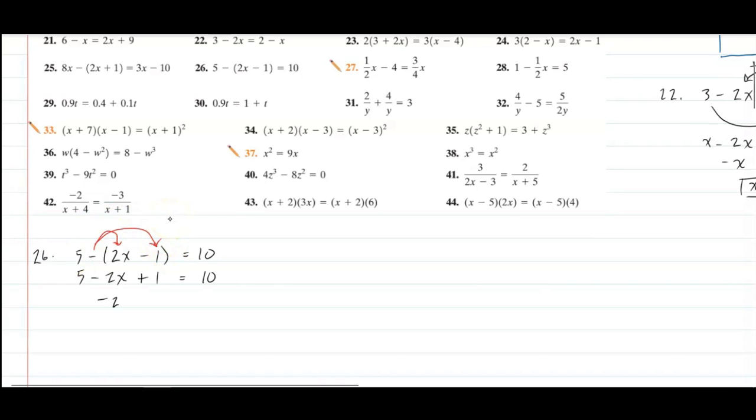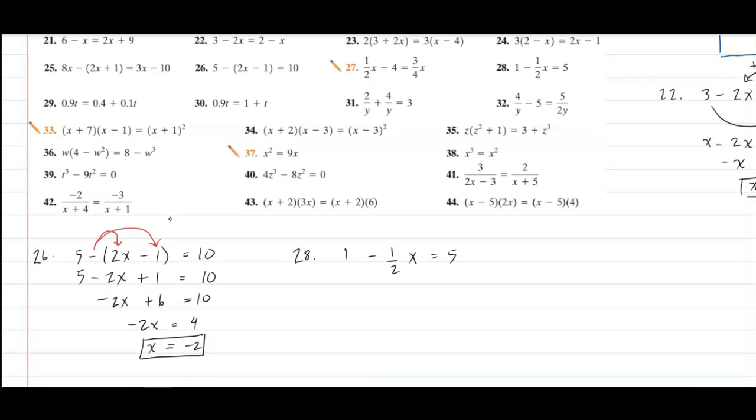So this becomes negative 2x plus 6 equals 10, and therefore negative 2x is equal to 4, and therefore x is equal to negative 2. So notice how I'm not showing how I divide on both sides by negative 2 and stuff. The equations you're going to see are really, they're quite a handful, so you got to learn to move really fast through them. Number 28, it says 1 minus a half x is equal to 5.